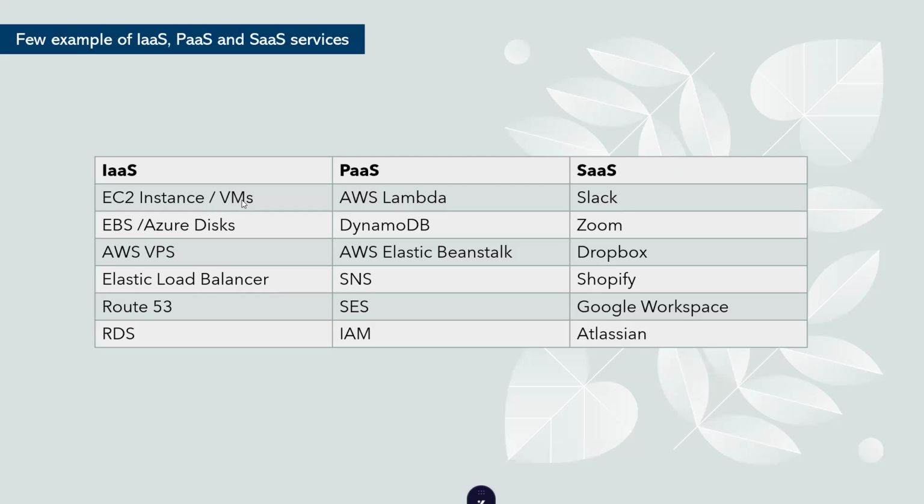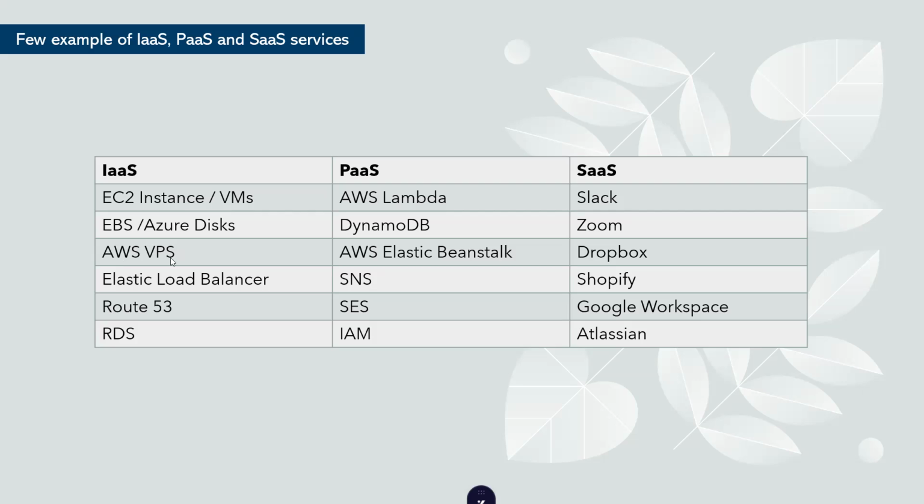This EC2 instance or VMs. In Microsoft Azure we call it a virtual machine, but in AWS we call it an EC2 instance. These services are used to create virtual machines in the cloud environment. Second is EBS or Azure Disk, the Elastic Block Store or Azure Disk. That is the block storage service, a kind of hard disk that is associated with your machine. So this also comes under Infrastructure as a Service.